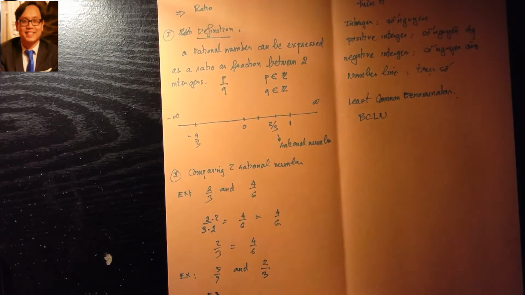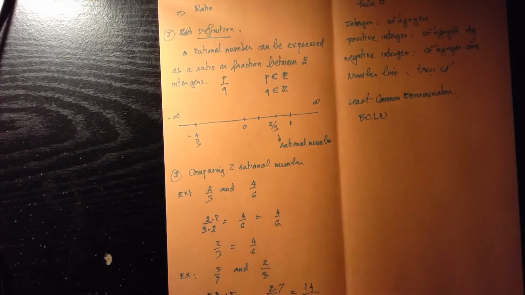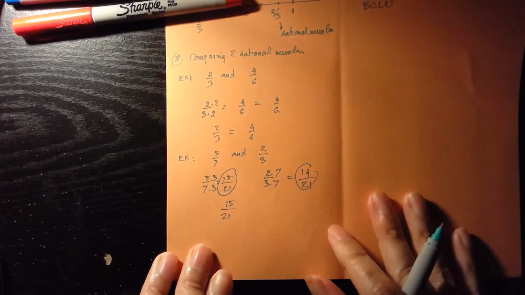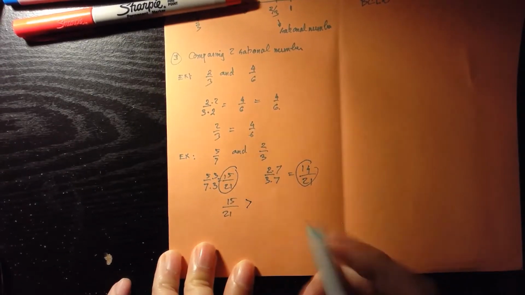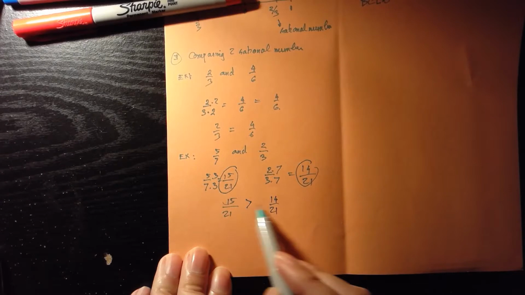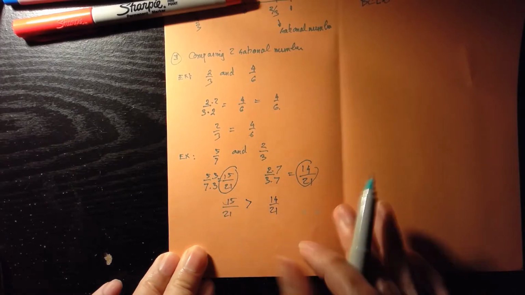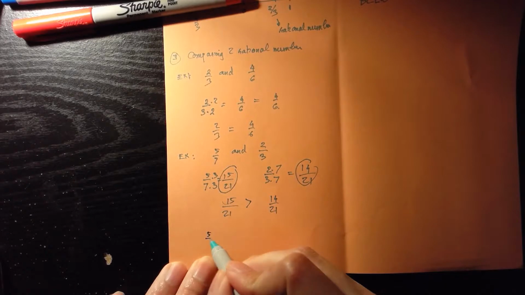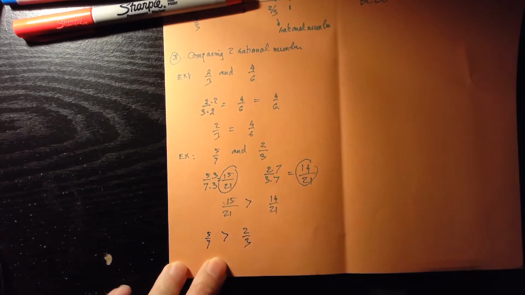Okay, and we multiply the top and the bottom here by 7. So what we have here? We have 15/21, and we have over here 14/21. Then 15/21 is greater than 14/21, right? Because we compare the numerators together. We compare 15 greater than 14. It means that 5/7 is greater than 2/3. Okay.